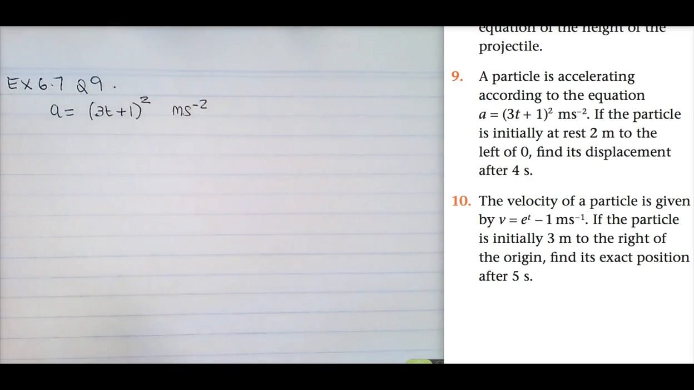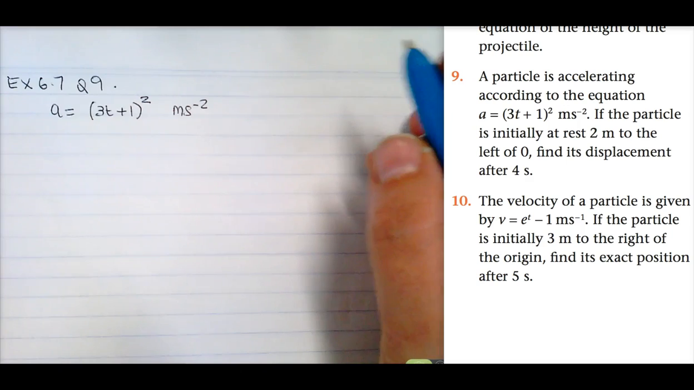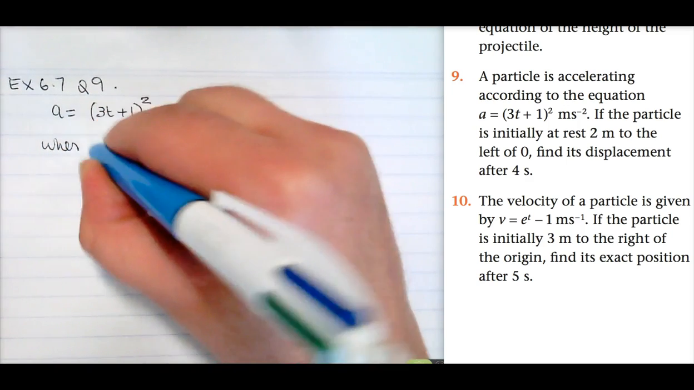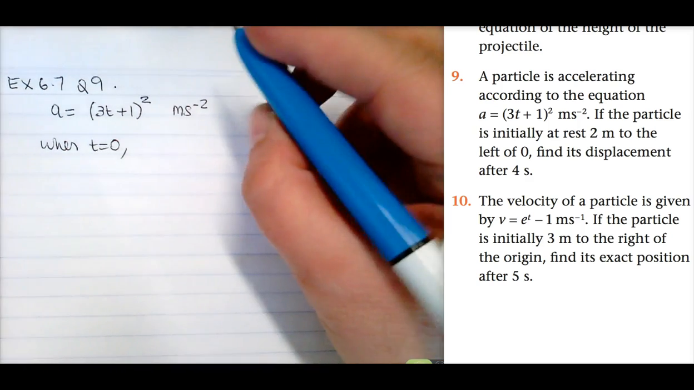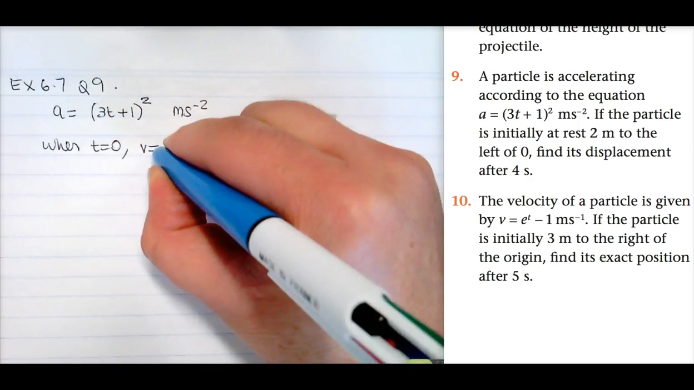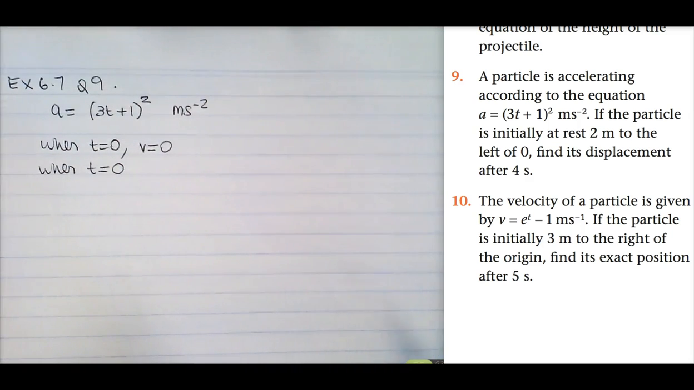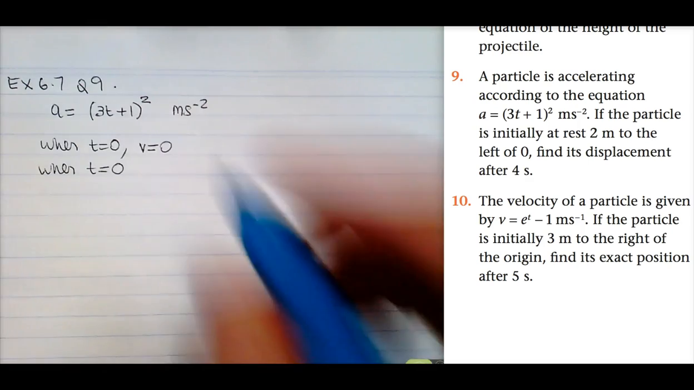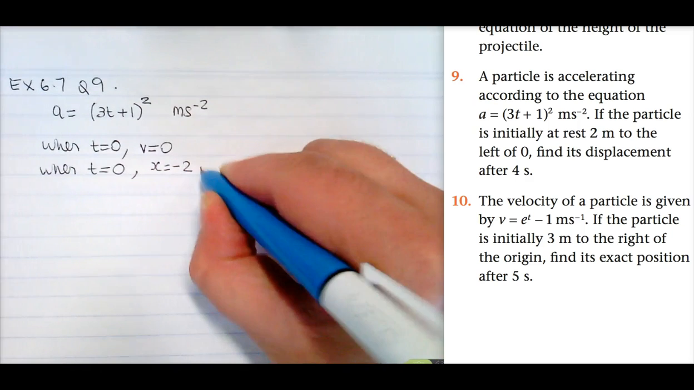If the particle is initially at rest 2 meters to the left of 0, or O, it's actually O, the origin, find its displacement after 4 seconds. Tell me what that's telling me in mathematical notation. So initially, when t equals 0, what do we know? If it's initially at rest, v equals 0. And also, we've got two things. The particle is 2 meters to the left of 0, so when t is 0, x is negative 2 meters.